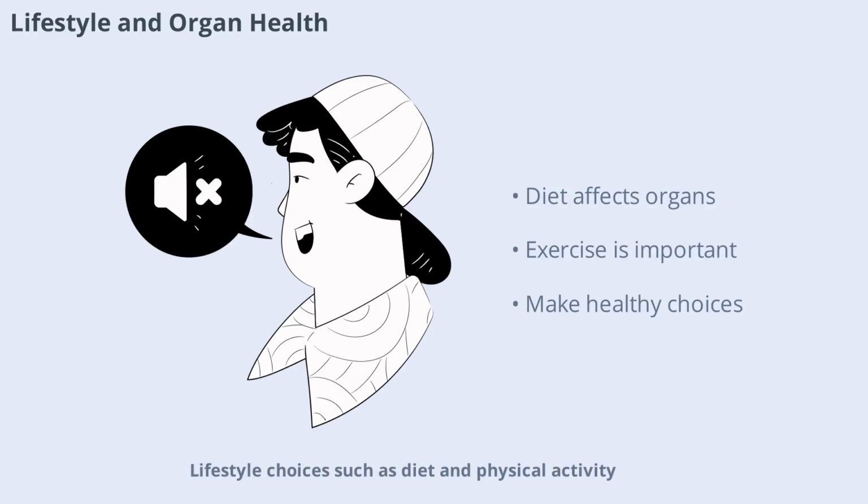Lifestyle choices, such as diet and physical activity, have a direct impact on organ health, including the skin and kidneys. For example, eating junk food and lack of exercise can lead to skin problems and kidney issues. Making positive changes like eating balanced meals and staying active improves overall well-being. Understanding these connections helps you answer exam questions and make healthier choices.